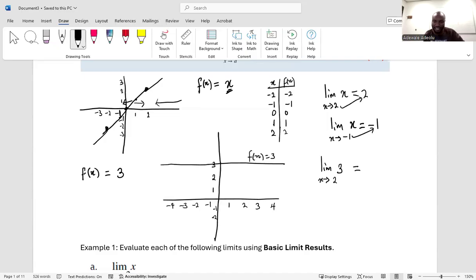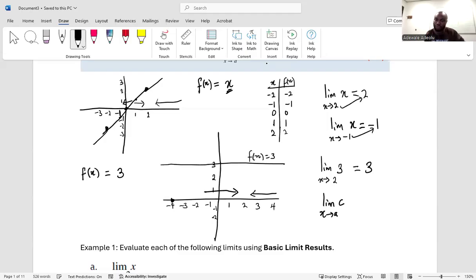Now, as x is approaching 2 from the right, we see that the y value stays the same. It is 3. As it is approaching 2 from the left, the y value stays the same. It is 3. If you pick another point, let's say -4, as x is approaching -4 from the right, our y value stays the same. It is 3. As it is approaching -4 from the left, it stays the same. It is 3.